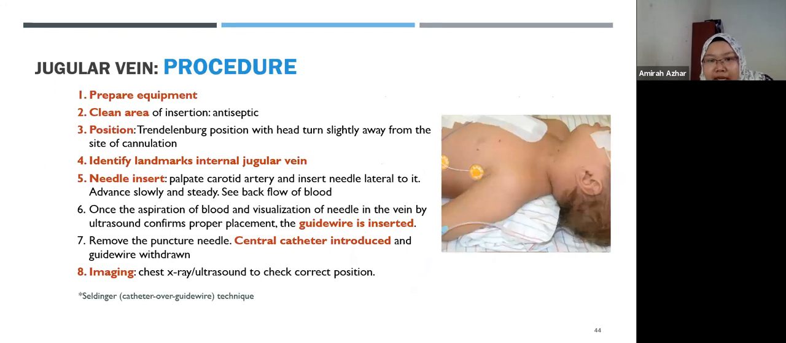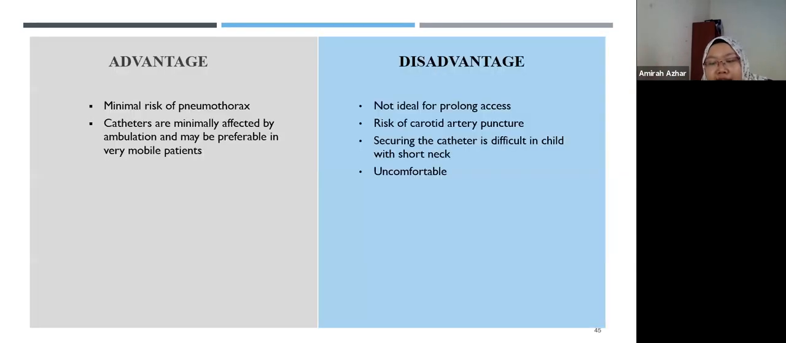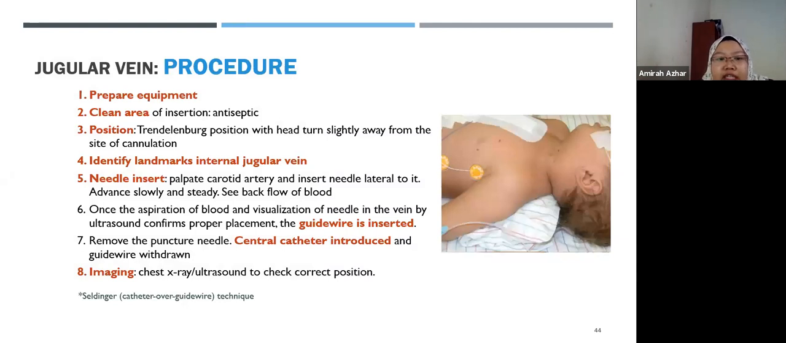The procedure is similar, but the one I would like to highlight is, first, we prepare the equipment. We clean the area with antiseptic and we position. This position is quite different from the previous procedure. You must position the patient in Trendelenburg position, not Trendelenburg gait, in which, as you can see in this picture, the head is slightly lowered compared to the feet. Then you turn the head slightly away from the site of cannulation because you want to see the sternocleidomastoid. Then you can identify your internal jugular vein.